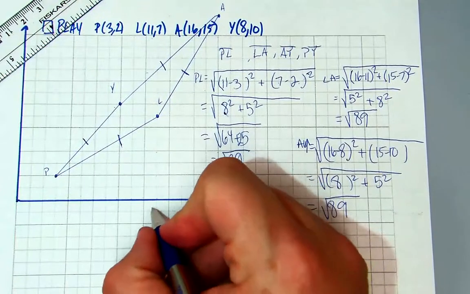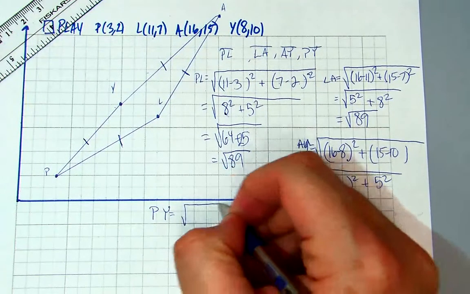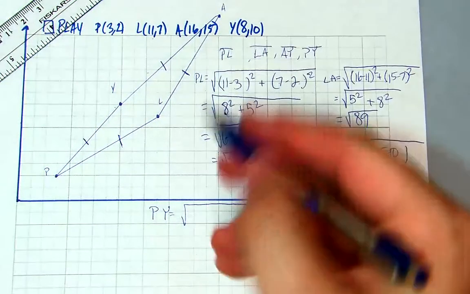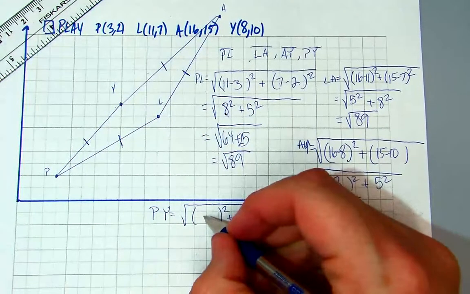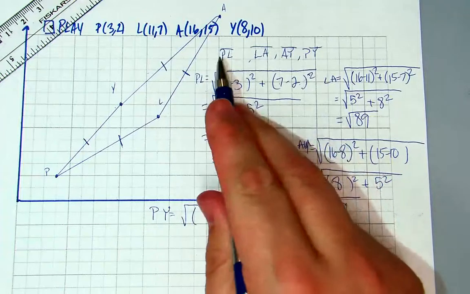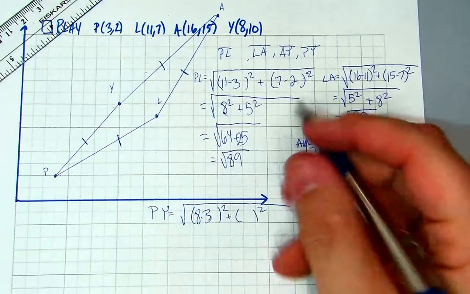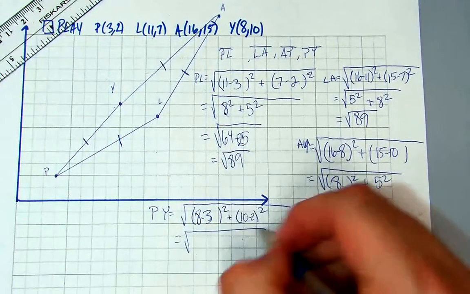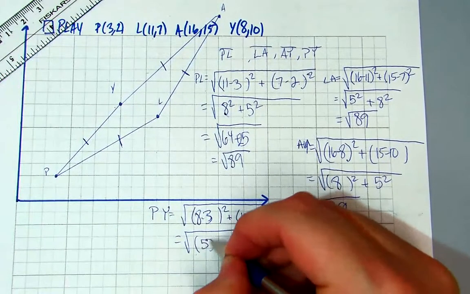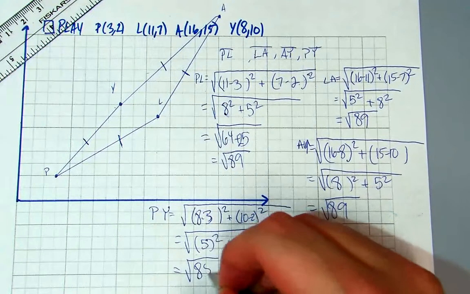And then PY, that's the last one. We will subtract the x's. I have 8 minus 3 and then 10 minus 2. This is equal to the square root of 5 squared plus 8 squared, which is the square root of 89.